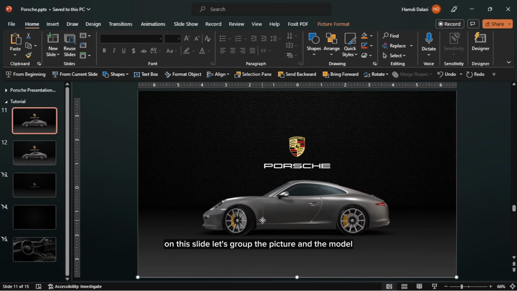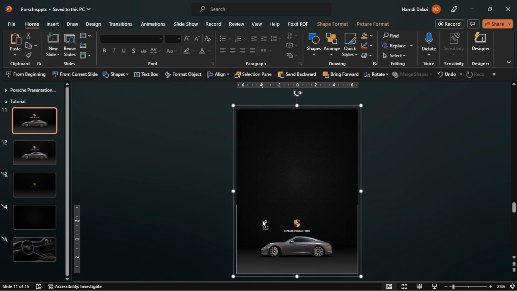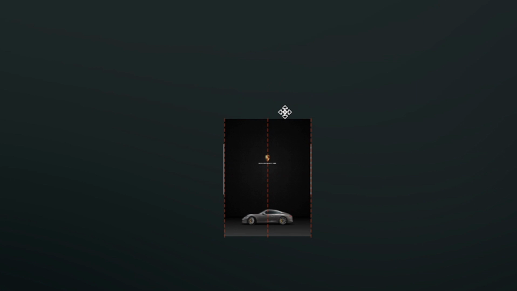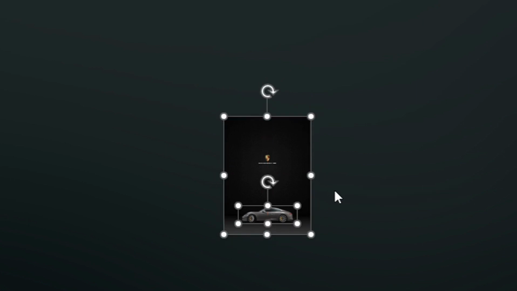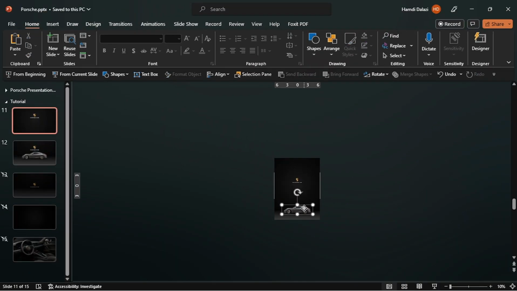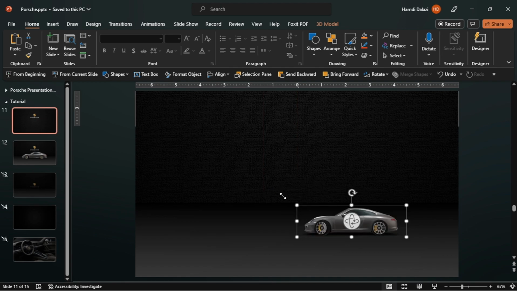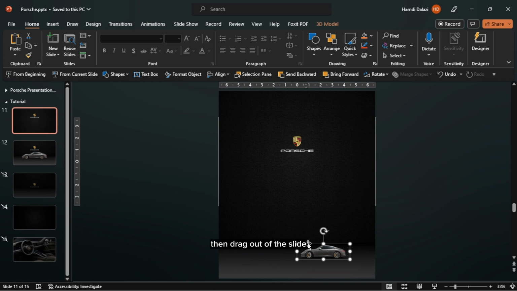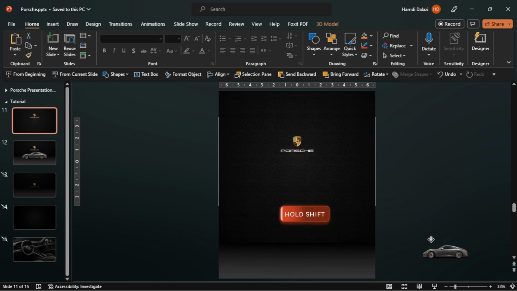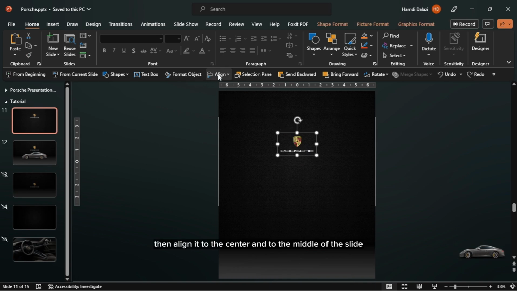On this slide, let's group the picture and the model. Drag it down. Then ungroup. Okay. Scale down the 3D model. Then drag out of the slide. Select the logo, then align it to the center and to the middle of the slide.